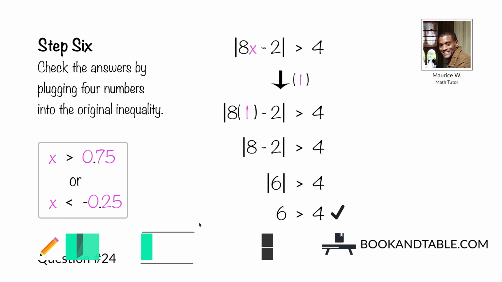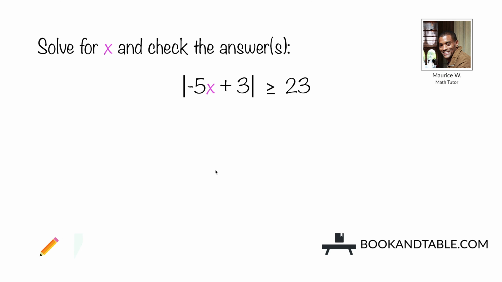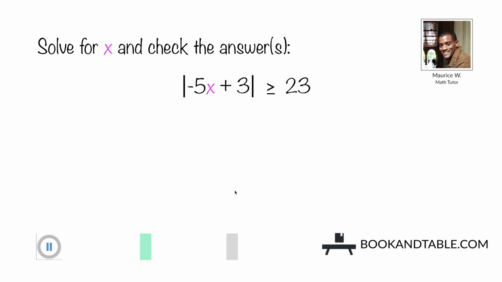Let's have a look at question number 25. Solve for x and check the answers. The absolute value of negative 5x plus 3 is greater than or equal to 23. Pause the video, answer this question, and then press play when you are ready.